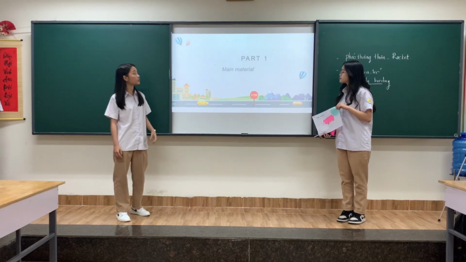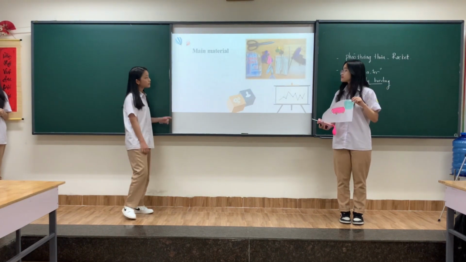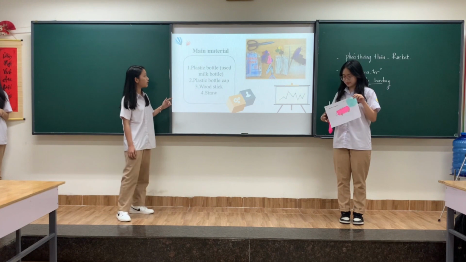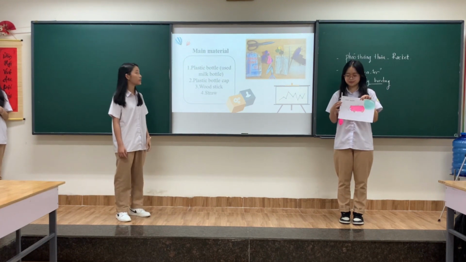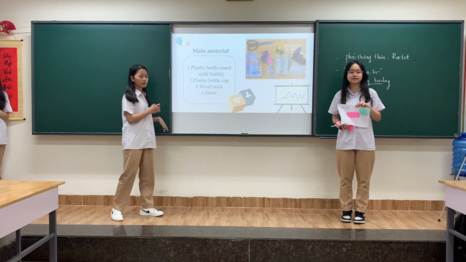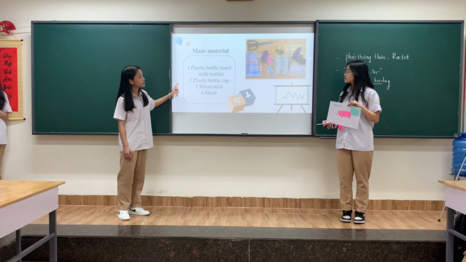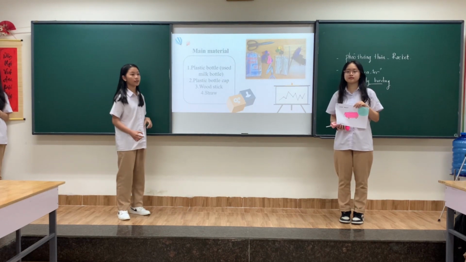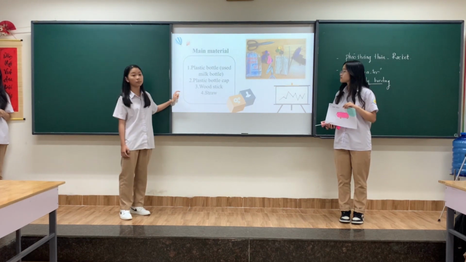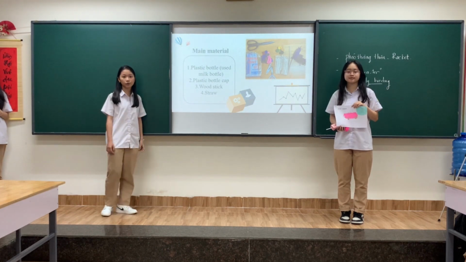Let's go to part 1 about the main materials. As you can see in the picture, we have 4 main materials. It is plastic bottle, ink bottle, and nut. In this, we use the new bottle. And number 2 is the plastic bottle cap. And number 3 is wood stick. And in number 4, we have a straw.